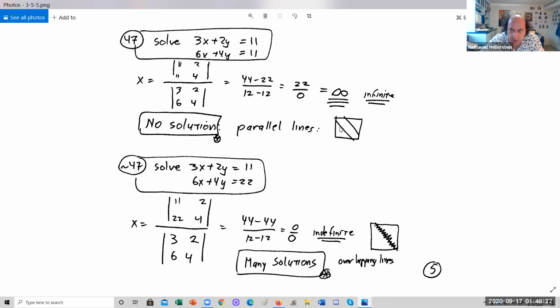That's the indeterminate ratio, which can equal any quantity. So rather than these being parallel lines, these are overlapping lines which intersect along their entire length, and so therefore there are many solutions. So if you get non-zero over 0 from Cramer's rule, that means there's no solution. If you get 0 over 0 from Cramer's rule, it means there are many solutions.